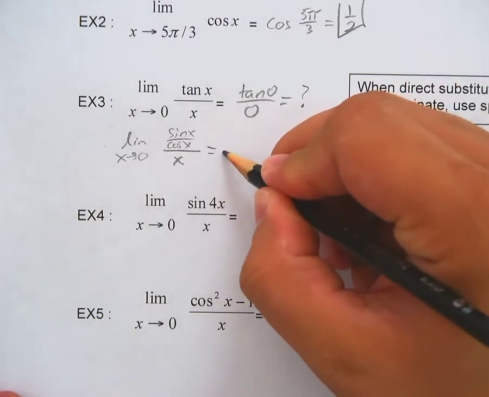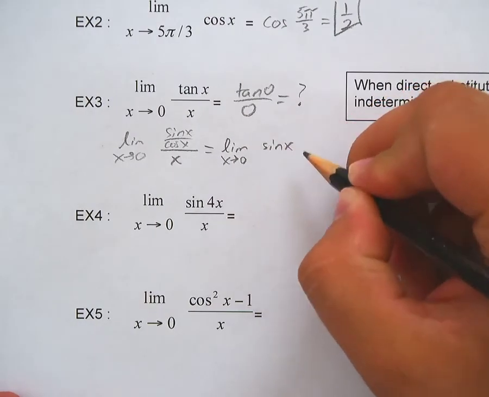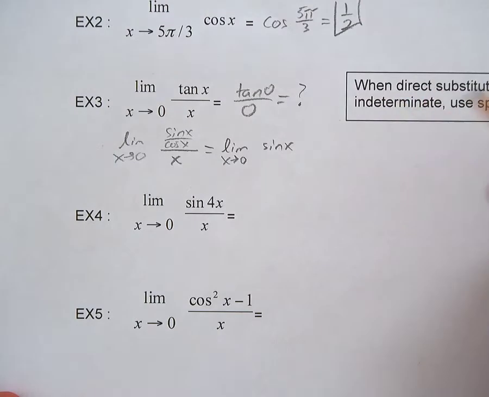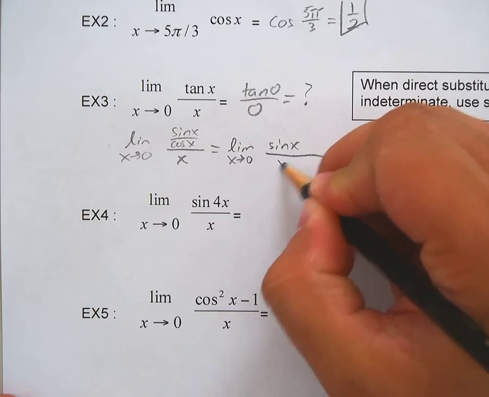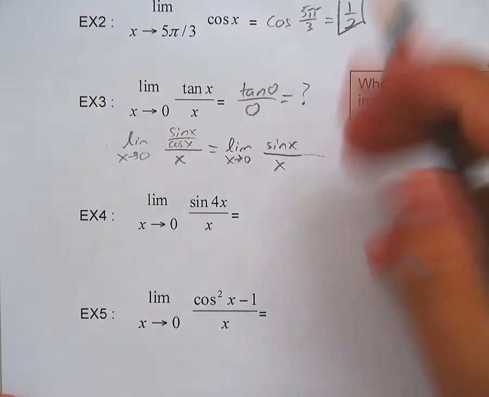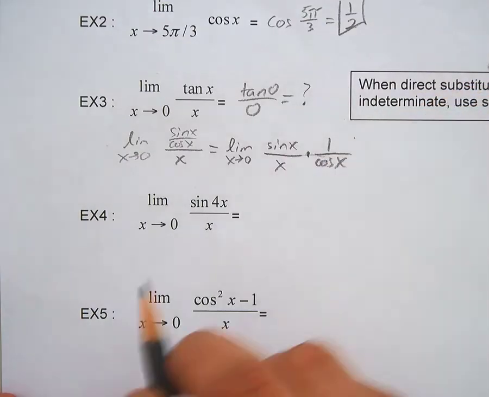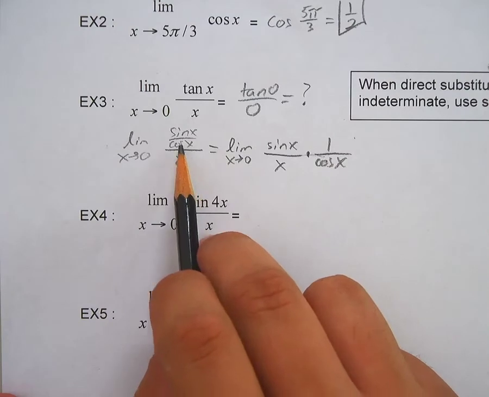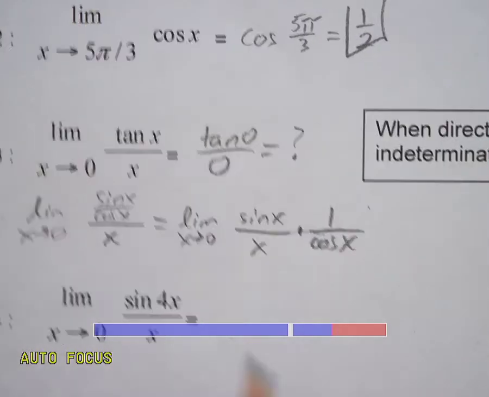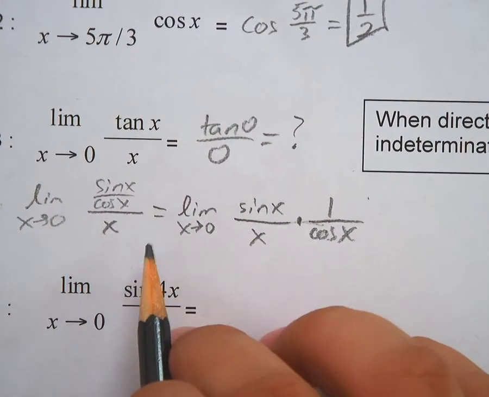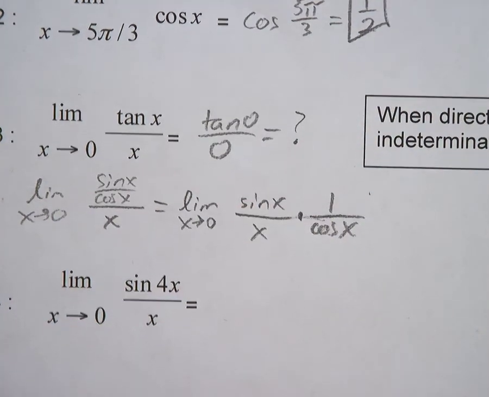Now, if I wanted to, I can rewrite that as sine x over x times 1 over cosine x. If you were to set this up, it's basically the same thing as saying sine over cosine times 1 over x. Let me zoom in a little bit for you. So you can flip those denominators, and it's perfectly fine. That is mathematically okay.